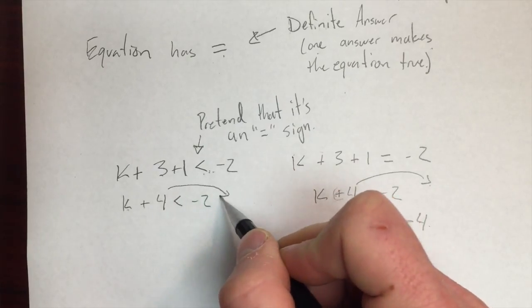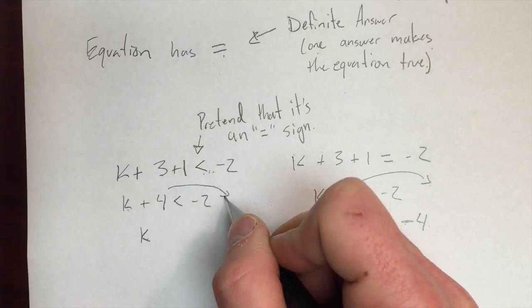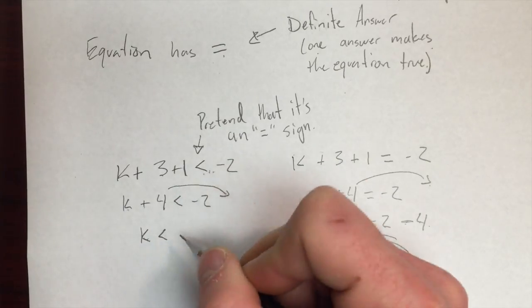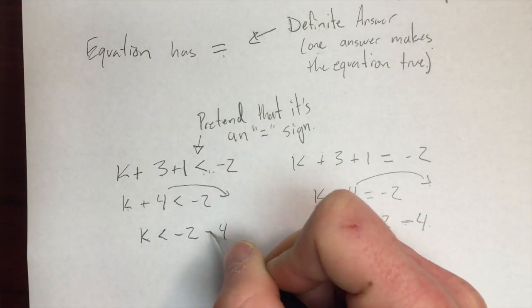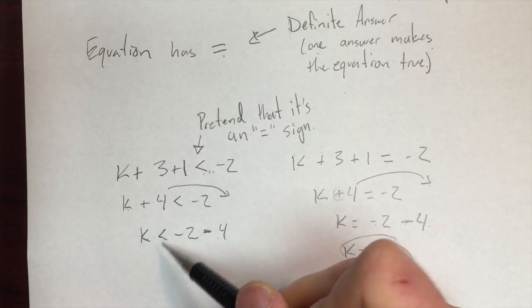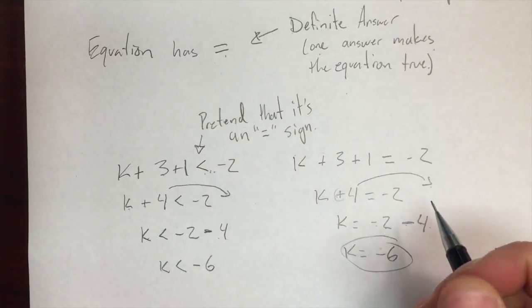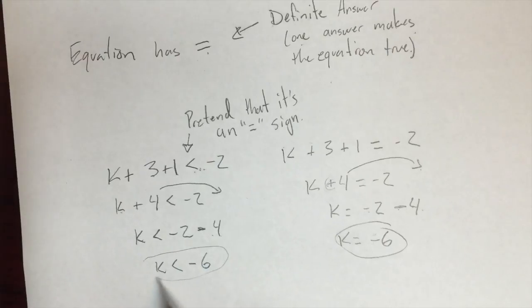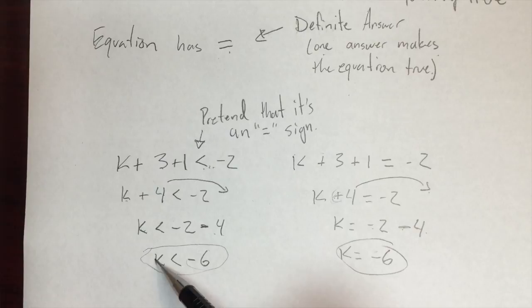We can bring this over to this side with the negative 2. And again, when something switches sides, it switches signs. K is less than negative 2 minus 4. It was a positive over here, it's a negative over here. Okay? And we're going to end up with k is less than negative 6. All right? We have the same answer number-wise, negative 6 and negative 6, but this one says k is less than negative 6, and this one says k is equal to negative 6.